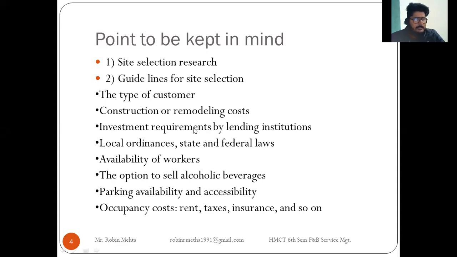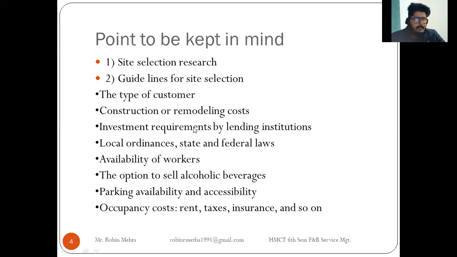Availability of workers, like how many people are ready to work over there. Maybe we may have to bring some from outside as well, but at least for the basic need which we require at our initial stage, we need the local ones. So local availability of workers we also have to keep in mind.